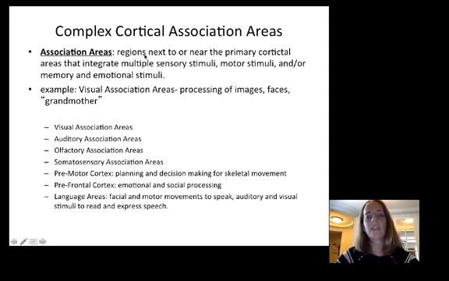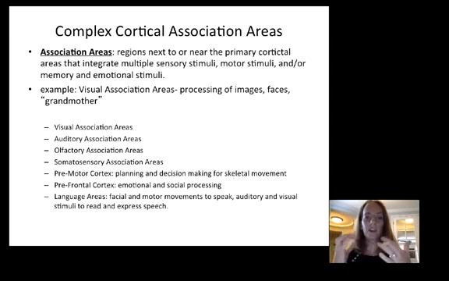These are regions that are next to or near the primary cortical areas that will integrate multiple sensory stimuli, multiple motor stimuli, add memory and emotional stimuli integration. So the best example I can give you is if the primary area is going to give you a pattern of information, a pattern of lights, then the visual association area will be the actual recognition of the image that you see.